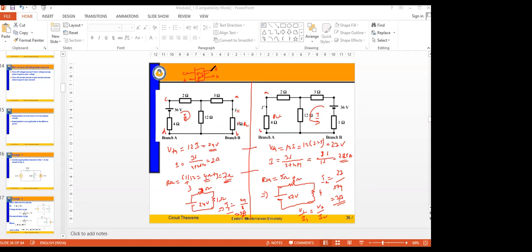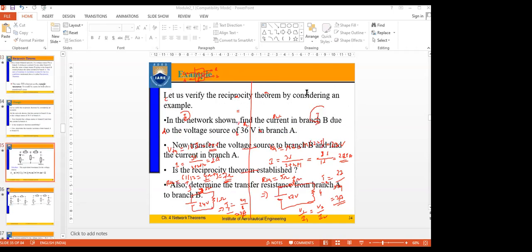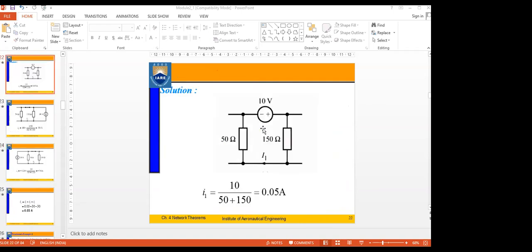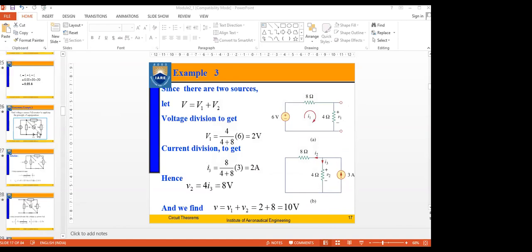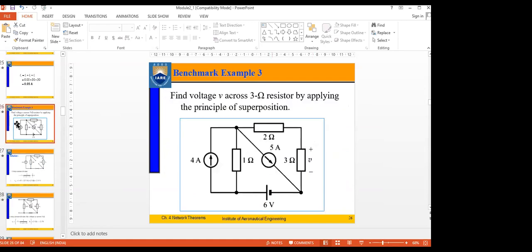It's not up to us, but just to know the values, fine. I will try to share notes for the theorems, and I will also send some numerical problems or exercise problems.